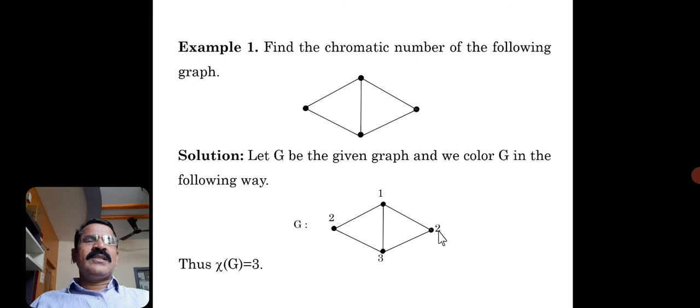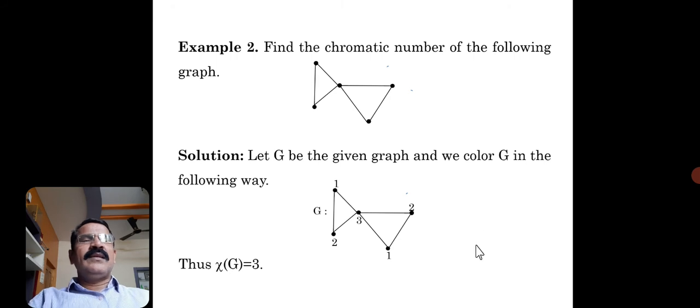Now for this vertex you cannot assign 1, you cannot assign 3, but you can assign 2 because it is not adjacent to the vertex which is colored with 2. So you can color it with 2. So this is how we have colored the graph, and these are the minimum number of colors we have used. So what would be the chromatic number? Here we have used 3 colors, so therefore the chromatic number of this graph is 3.